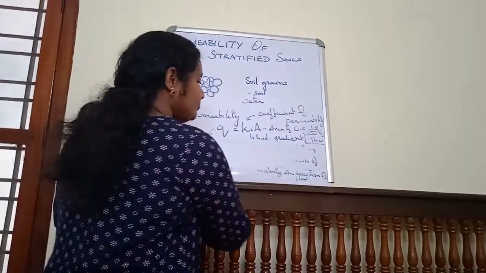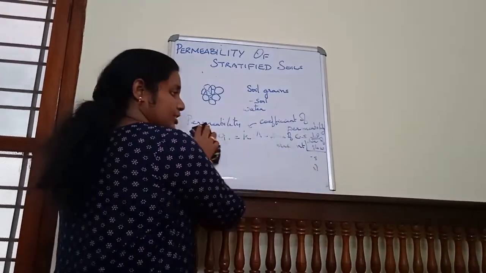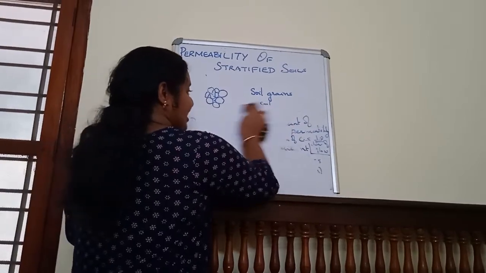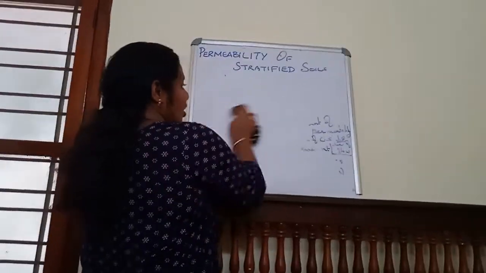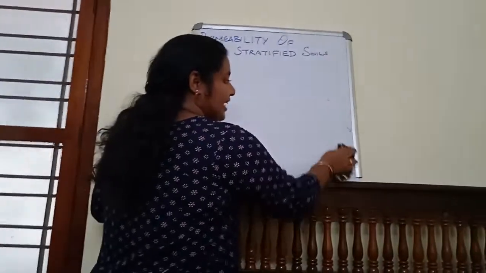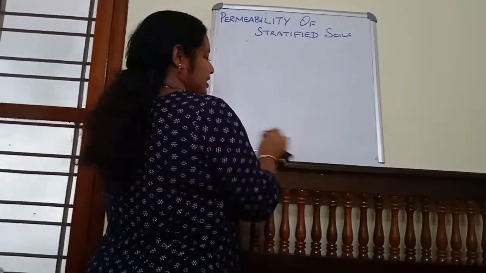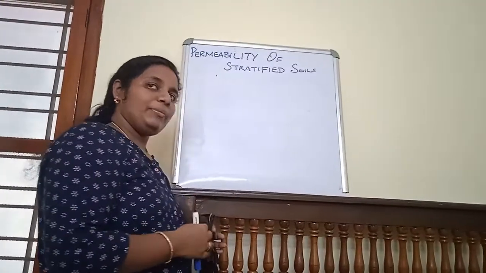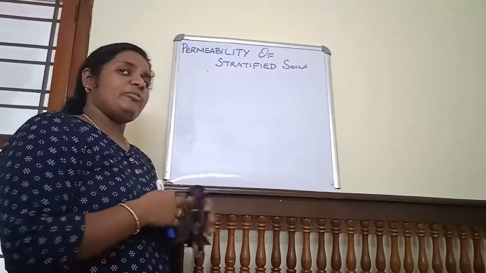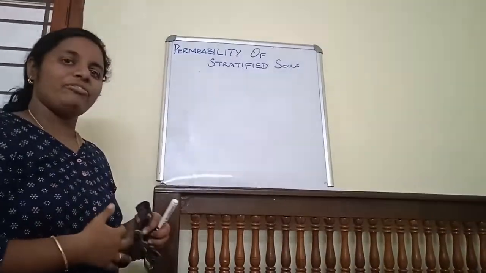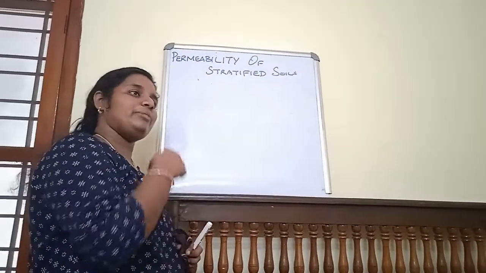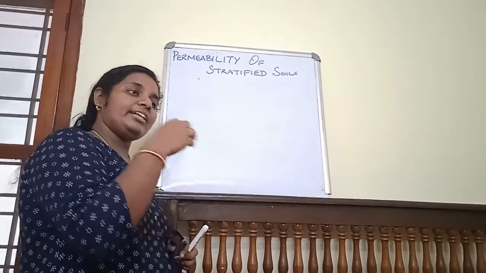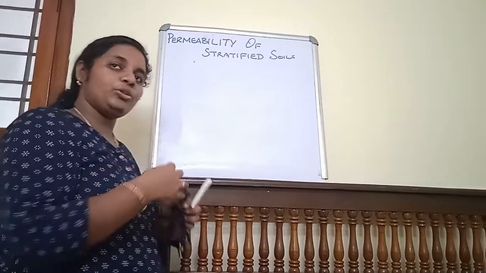In nature, the soil is present in various layers. We know that the soil is stratified, and each layer of soil will have different properties. So based on that, the permeability of the soil has to be determined for each layer. When we have multiple layers, it becomes very difficult to find the permeability of each layer, to find the discharge of each layer, and hence to find the total discharge.